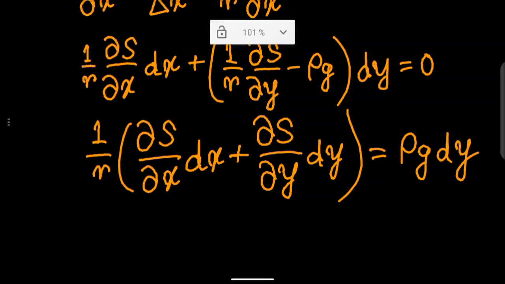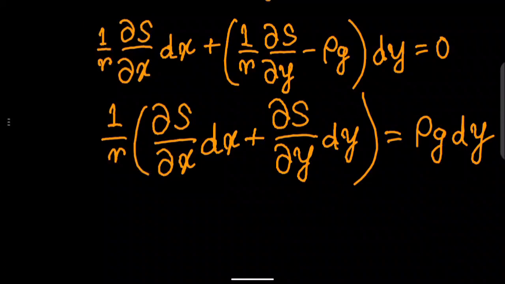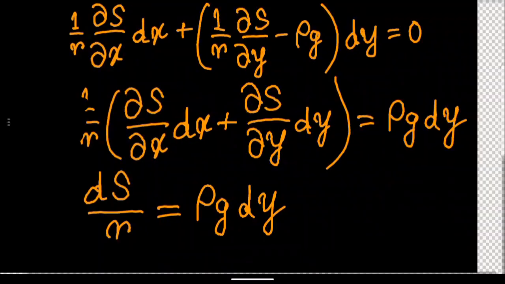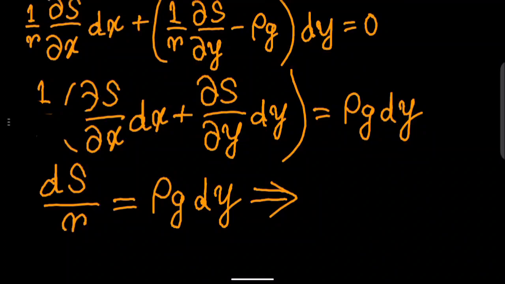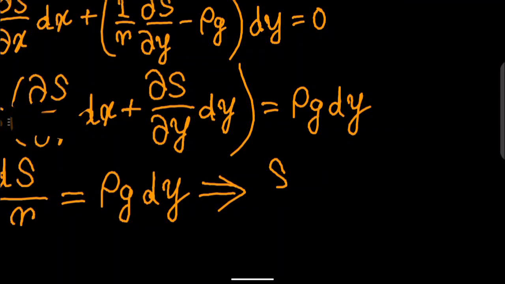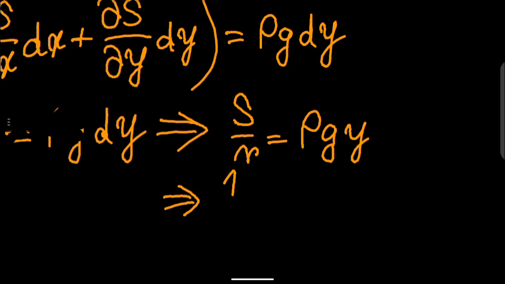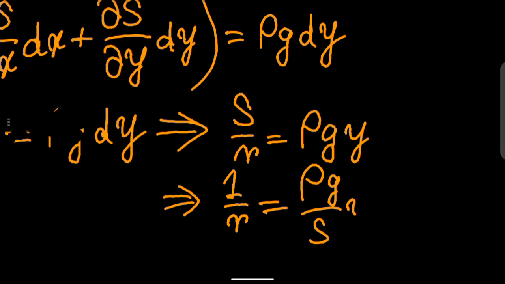And if you notice, this del S del X into dx plus del S del Y into dy, this is nothing but ds. Okay, so I mean the differential surface tension on an element. So this is nothing but ds by R, where R is the radius of curvature, and this is rho g dy. Okay, and at y equal to 0, I hope you know that surface tension is 0. So if you integrate from 0 to S on both sides, you will basically end up with S by R is equal to rho g y. Okay, which gives 1 by R is equal to rho g by S into y.